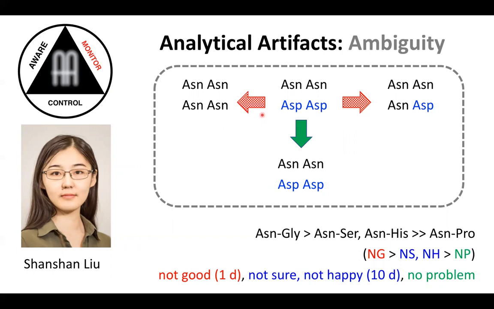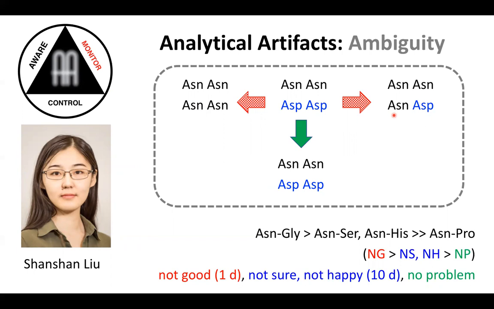However, it could also mean that the original sample actually has 100% asparagine, but during the sample prep and analytical process, some of the asparagine converts to aspartic acid or isoaspartic acid. So this will be an analytical artifact.